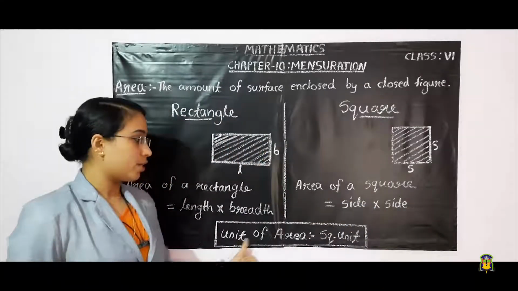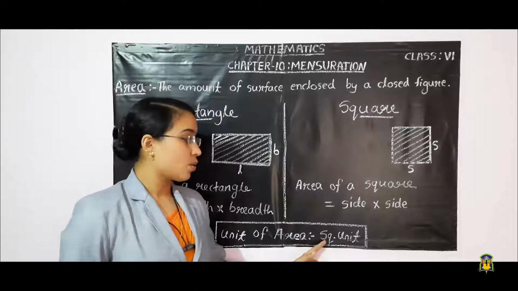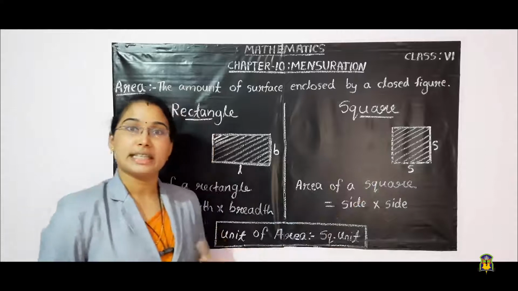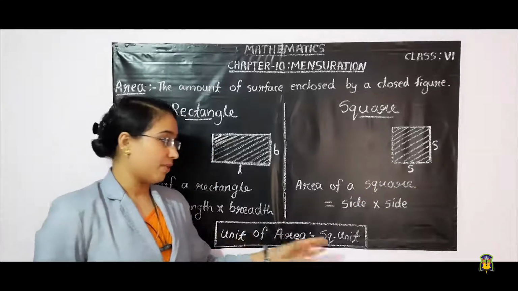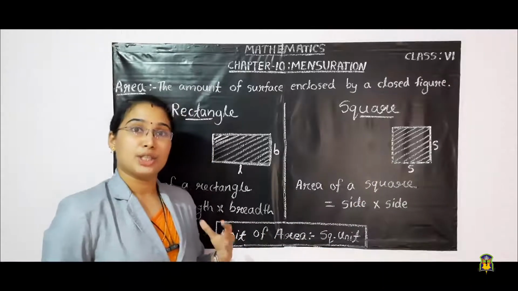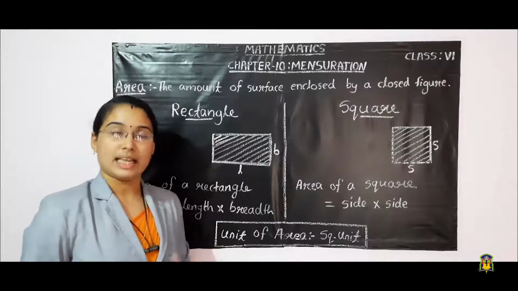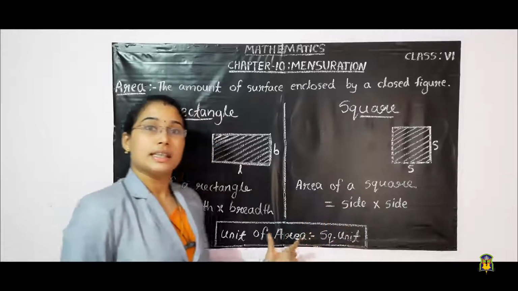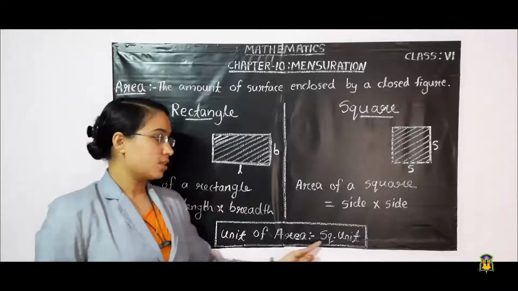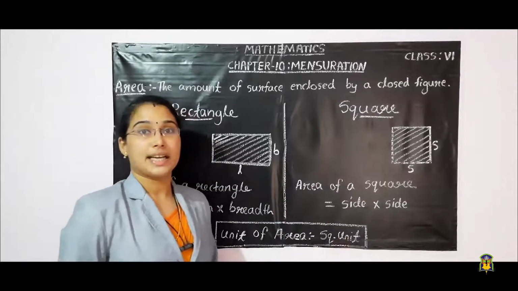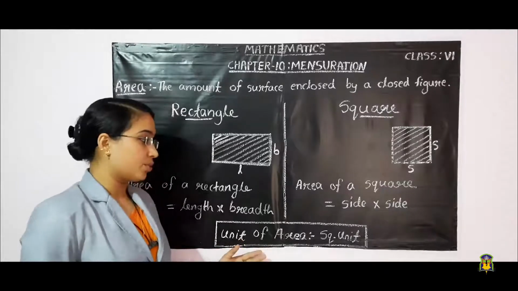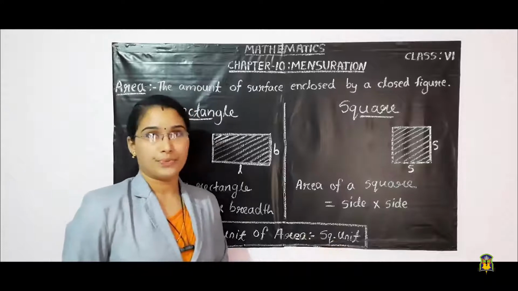Then the unit of area is square unit. That means if the side is in centimeter, we want to write the area with the unit square centimeter, otherwise centimeter square. If it is kilometer, the unit of the area is square kilometer, otherwise kilometer square. So in all the questions we want to write the unit of area.